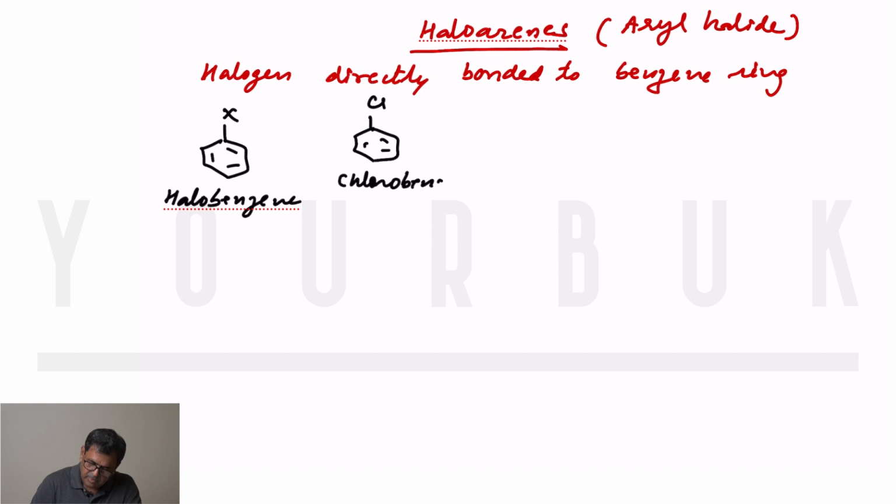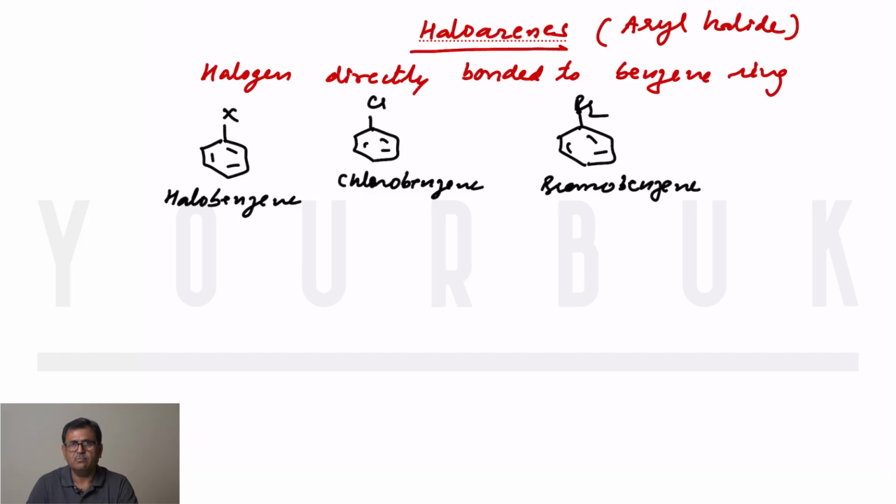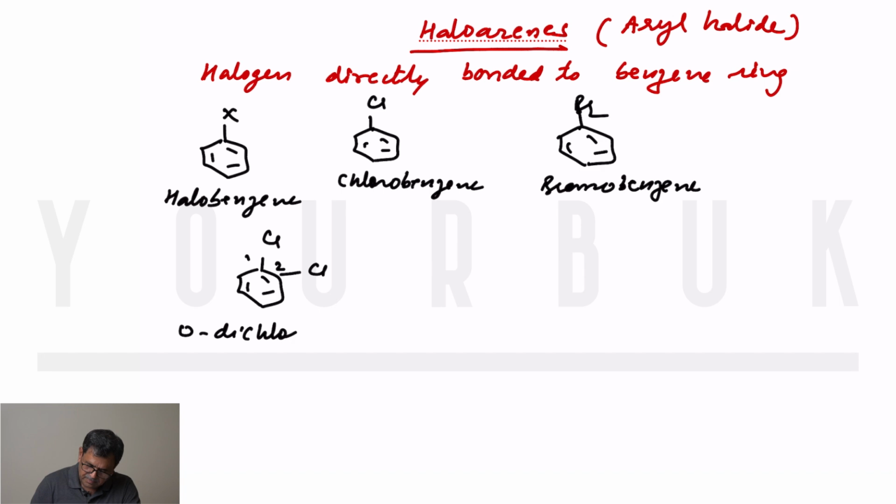And when you have one group on the benzene, you can place it anywhere. This is a second example called bromobenzene. When the second group comes on the benzene, then we have three structures possible. One is this position, which is called ortho. The 1 and 2 position is called ortho. So its common name is ortho-dichlorobenzene. And its IUPAC name is 1,2-dichlorobenzene.